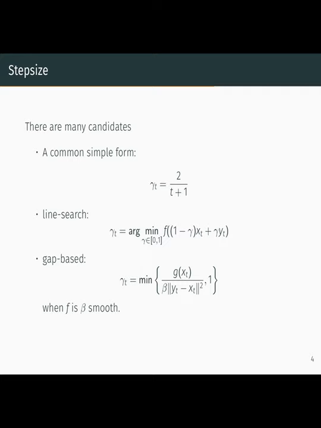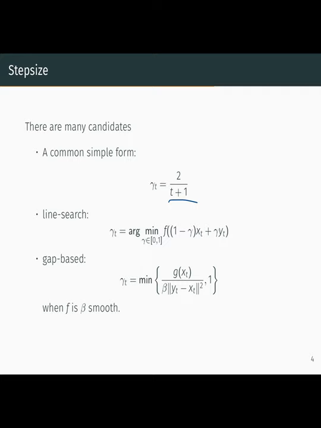Okay, then how can we define the step size gamma t? There are multiple different ways to define this step size gamma t. One very simple, common approach is to define gamma t as this simple function, 2 over t plus 1. This is roughly 1 over t. So 1 over t is a very basic step size form.